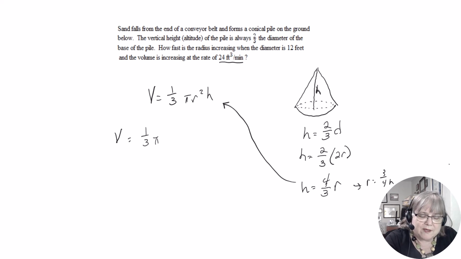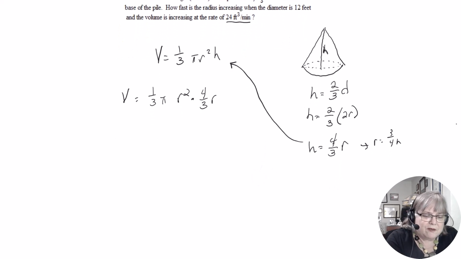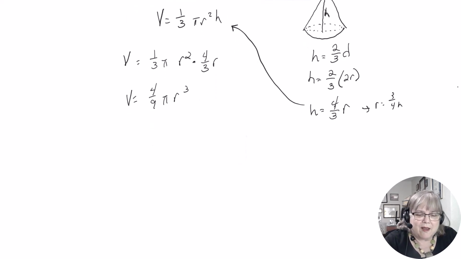Try again with something a little simpler. We still have 1/3 pi, but now what we have is r squared times 4/3 r, because we substituted in for h. So the volume would be 4/9 pi r cubed, right? So that helps us with our variables, right?